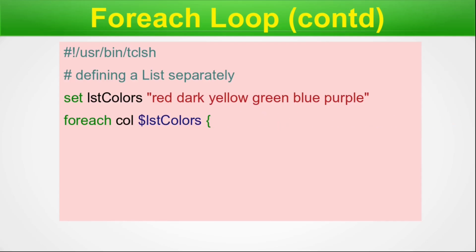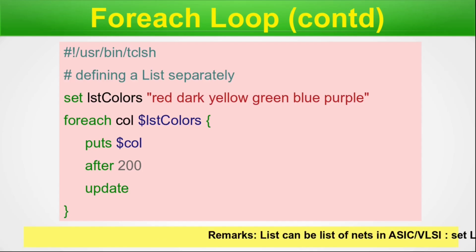And here I am using this particular list for each color, and since I am using the value of the list here, I put a dollar here. So $lst_colors, and in the body I put the color, and as usual after 200 milliseconds I am updating the value and we are closing. So this particular example is a typical example, and I would like to remark one thing.